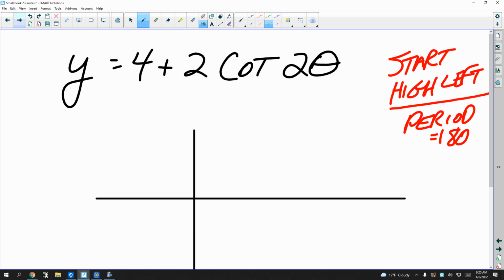Okay, so now let's do cotangent. Notice that it doesn't say natural split this time. It does not say natural split.